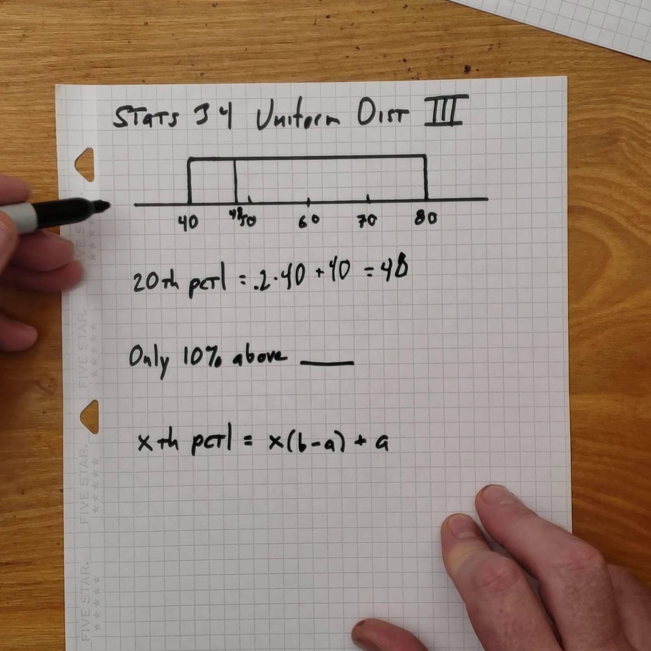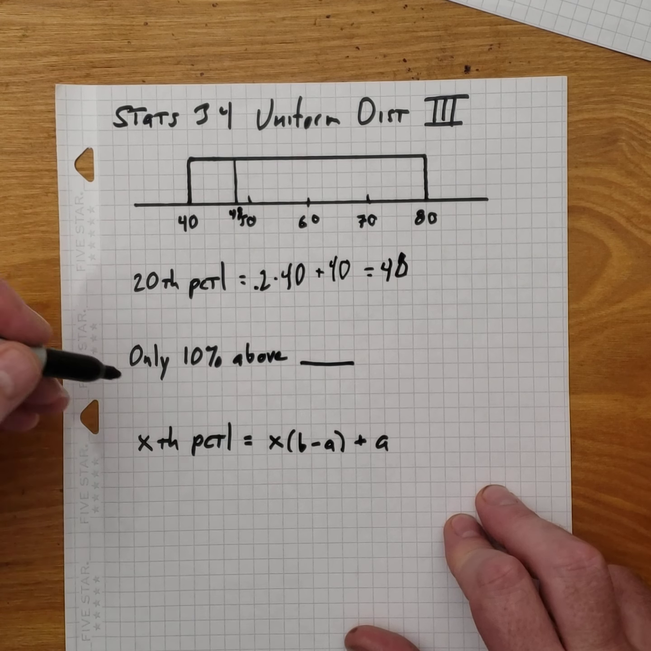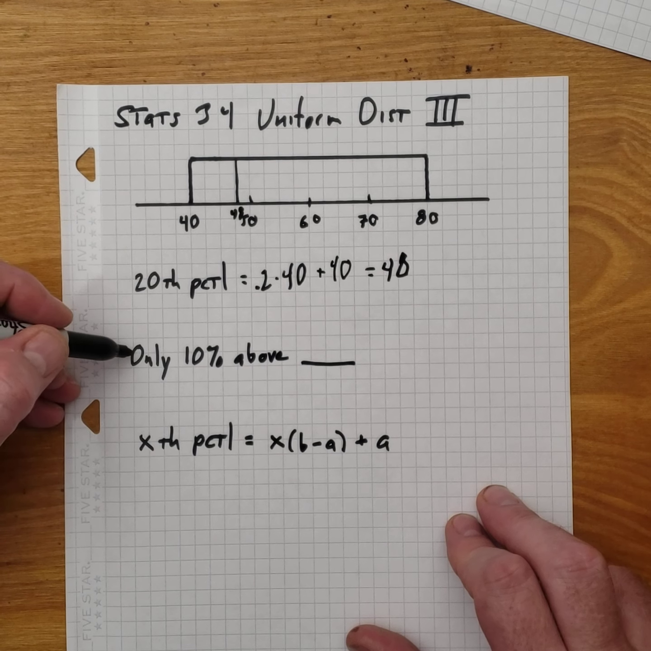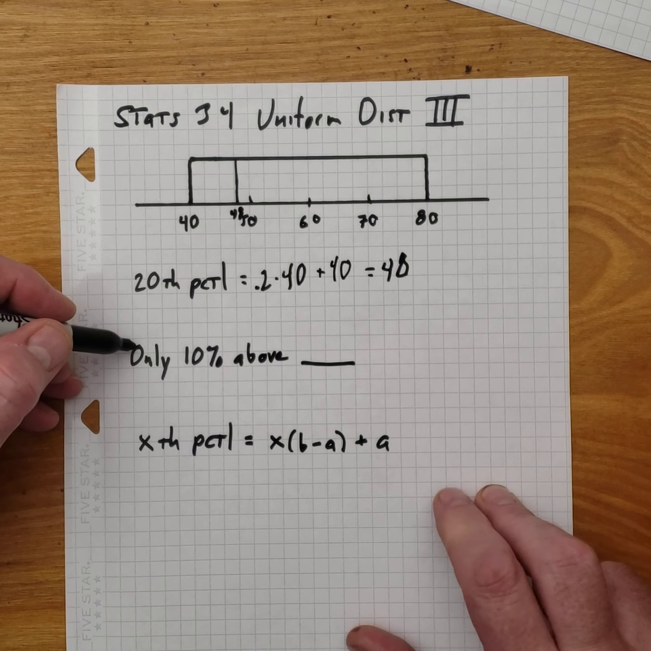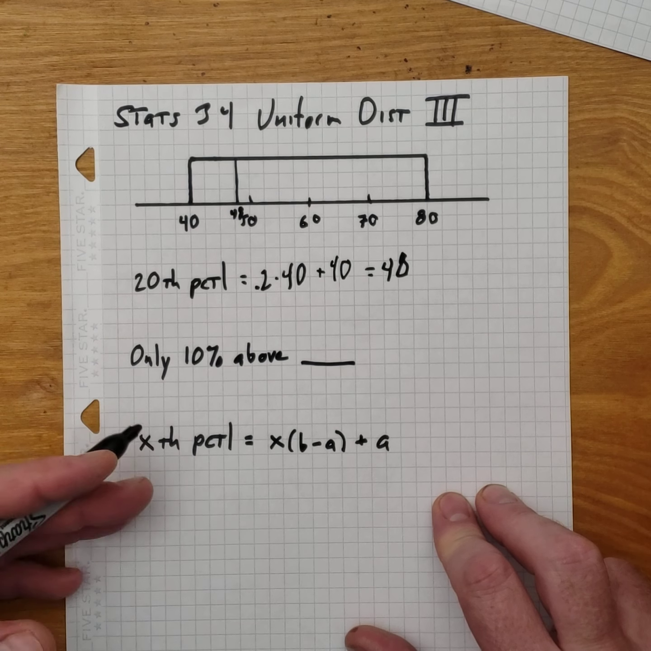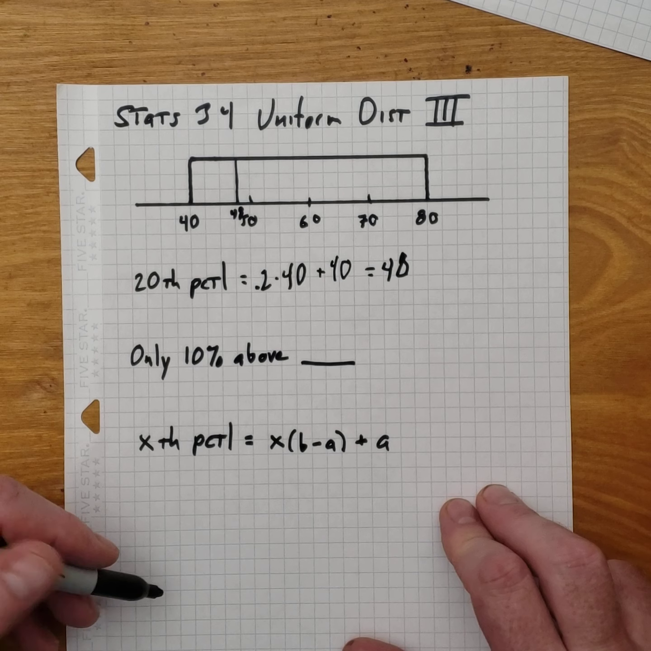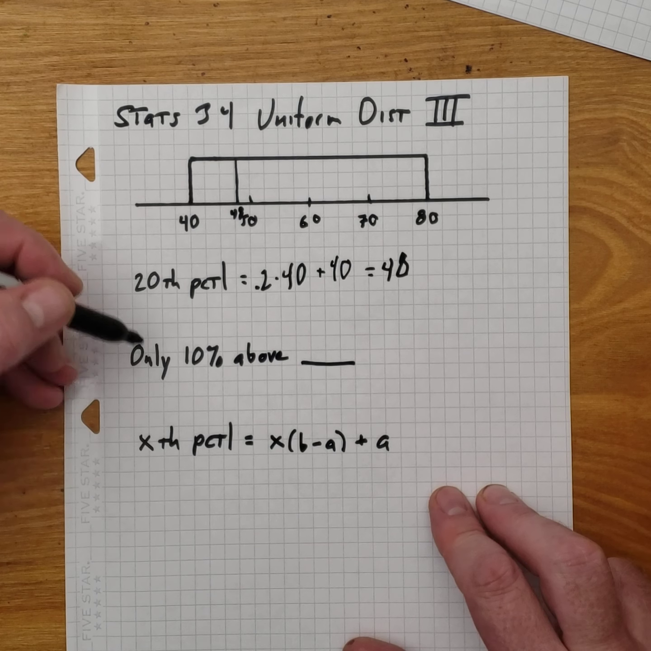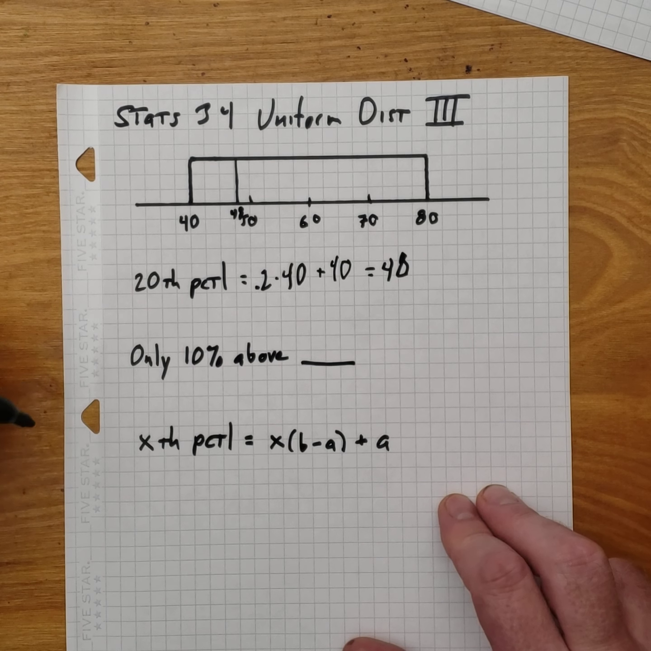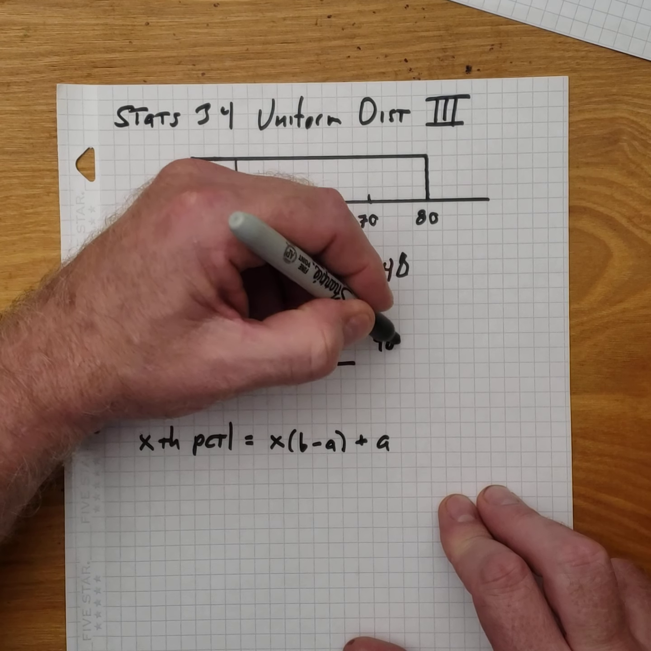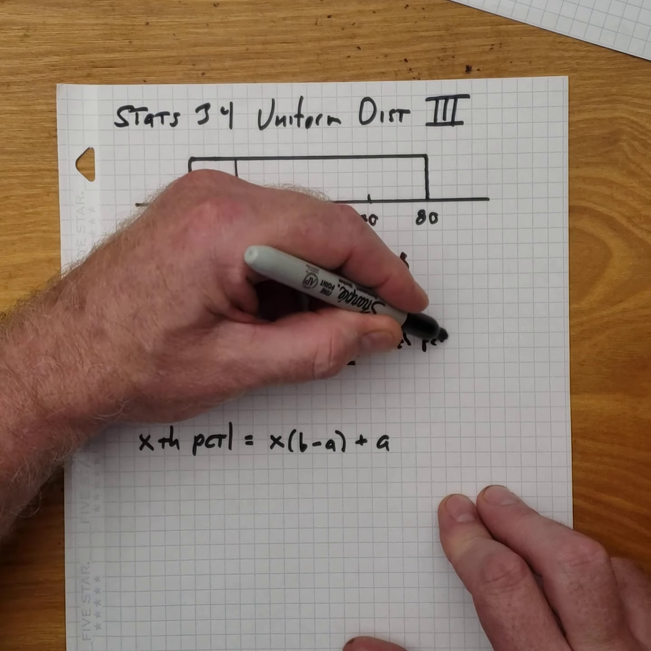Pretty easy to do if you practice it a couple times. Let's do a couple more. If I want to find what is the cutoff point for the top 10%, only 10% are above what in this distribution? The way we're going to do that is to find the 90th percentile, right? If 10% is above, then 90% is below. So this is the 90th percentile.